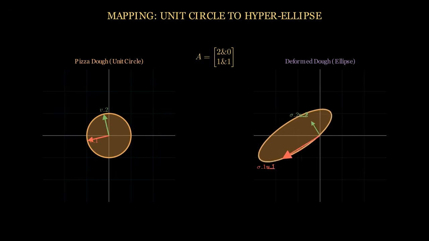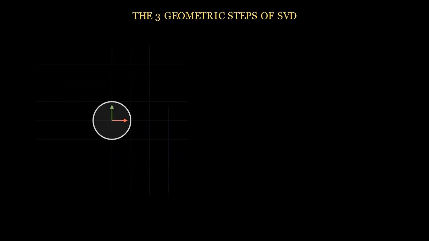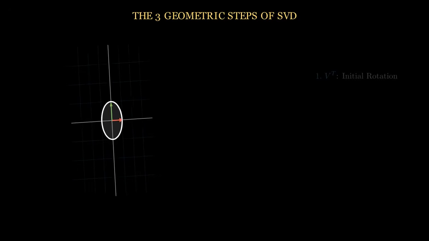Consider a simple 2x2 matrix with a top row of 2, 0 and a bottom row of 1, 1. Applying this to a unit circle stretches it, mapping the original perpendicular axes directly to the major and minor axes of the new ellipse. These axes correspond to the singular values, which we calculate later. Every single linear transformation can be broken down into 3 sequential geometric steps.